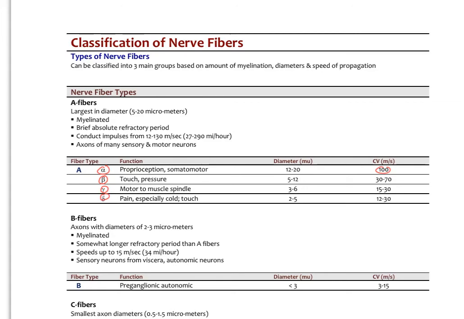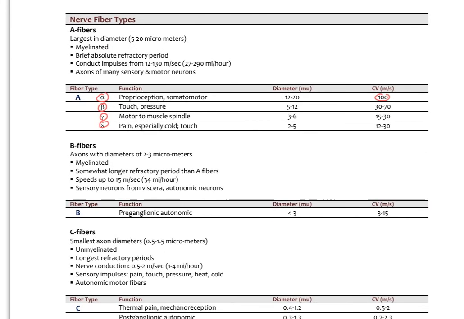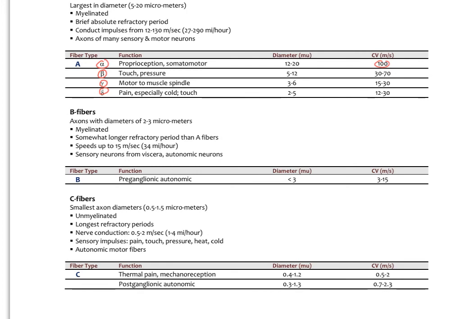B fibers are more specialized. They are myelinated, but they're smaller. They have somewhat longer refractory periods than A fibers, and they have speeds up to about 34 miles per hour. And these are typical in sensory nerves in your autonomic nervous system that are sensing your viscera. So for example, in the vagus nerve I mentioned, about 80% of those fibers are afferent or sensory, and those would be examples of B fibers.